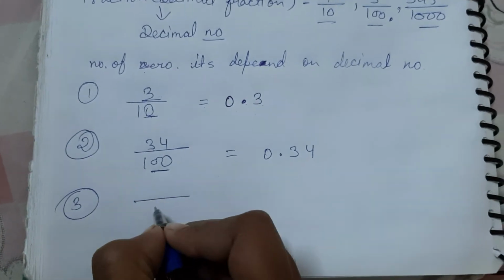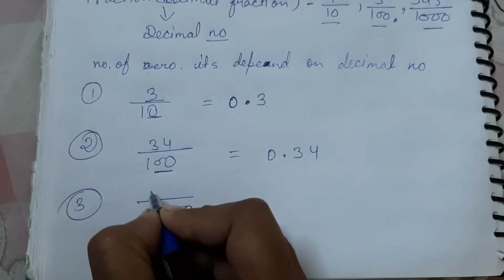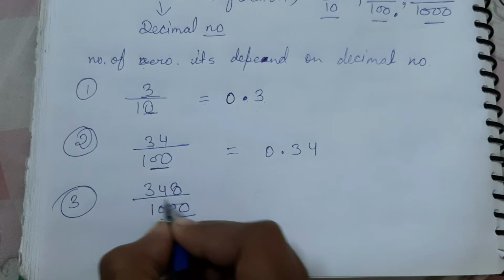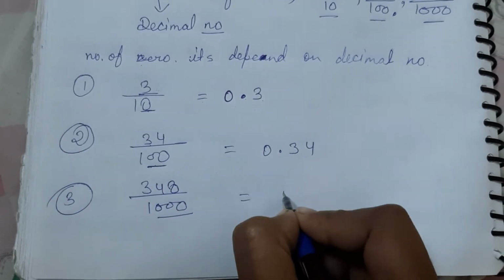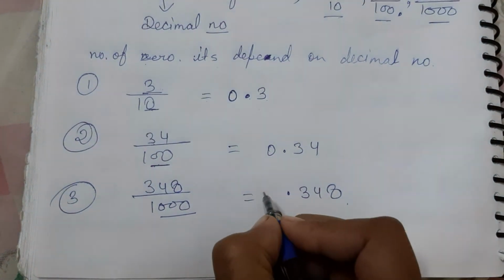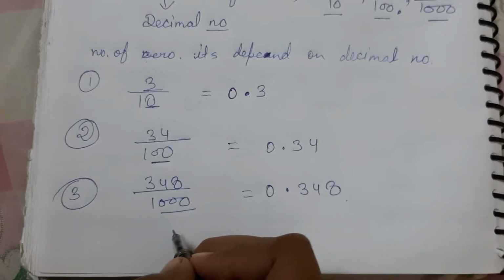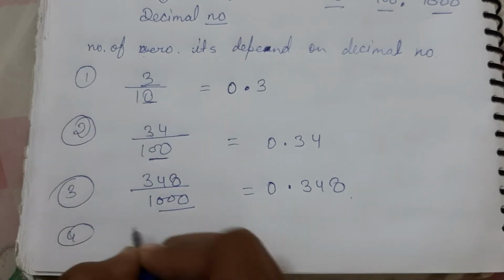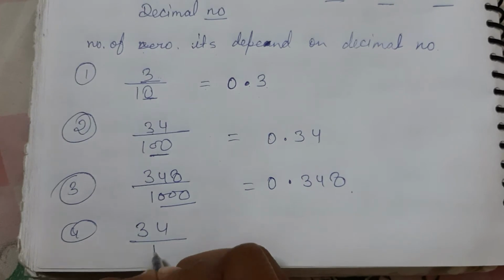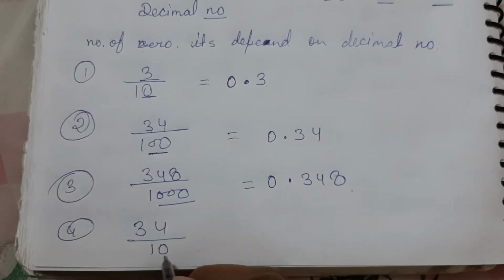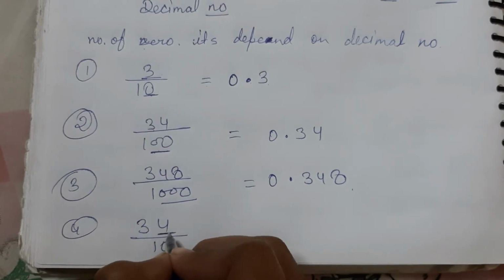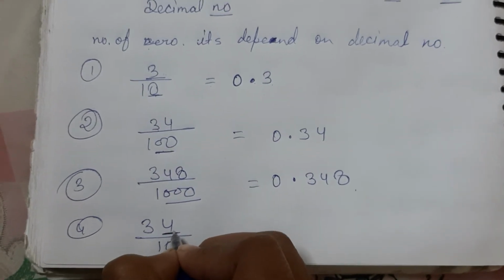If the denominator is 1000, 348. So how many zeros are there? 3 0 and 3 decimal number. So you have to put here the decimal in front of the 3 decimal number, and no whole number is there, so you have to put here the 0. Suppose the question is given, there is a different question, 34 and here is a 10. So how many zeros are there? 1. So you have to take from back side one digit and mark it, and this is the decimal number.